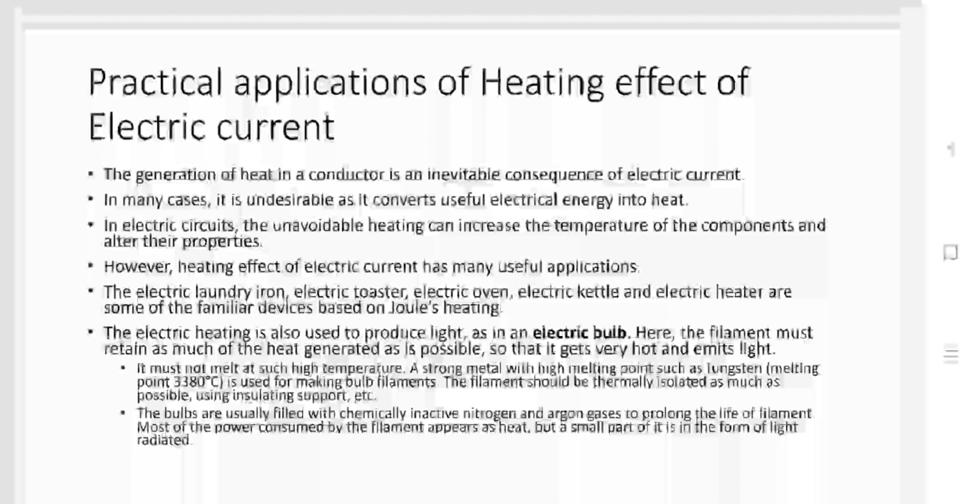This filament should be thermally isolated as much as possible using insulating support. The bulbs are usually filled with chemically inactive nitrogen and argon gases to prolong the life of the filament. Most of the power consumed by the filament appears as heat, but a small part of it is in the form of light, which is radiated, and the bulb emits light.